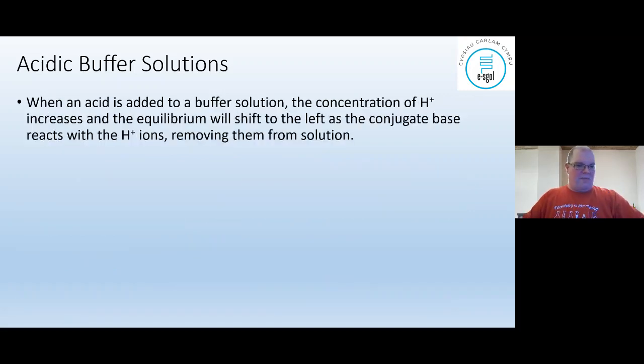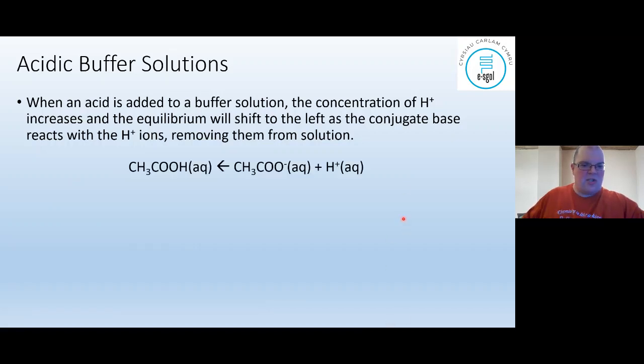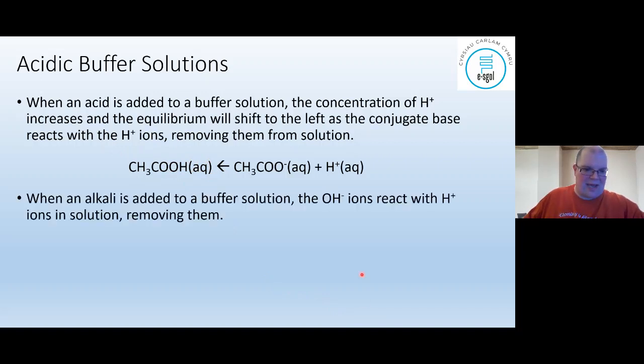Now, I just want to talk quickly about what acidic buffers do when you add acid to them, and then we'll finish there. So when an acid is added to a buffer solution, the concentration of H plus increases, the equilibrium will shift to the left as the conjugate base reacts with the H plus ions, removing them from solution. So you add H plus, the H plus reacts with the ethanoate, and it forms ethanoic acid, which does not contribute to the acidity because the H is attached to it. So the ethanoate reacts with the H plus if you add H plus.